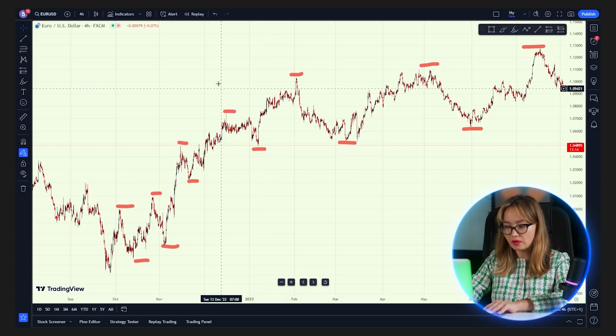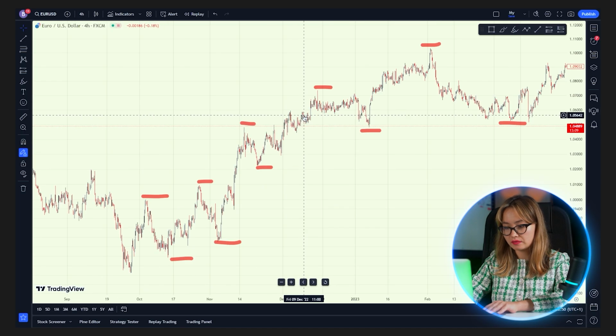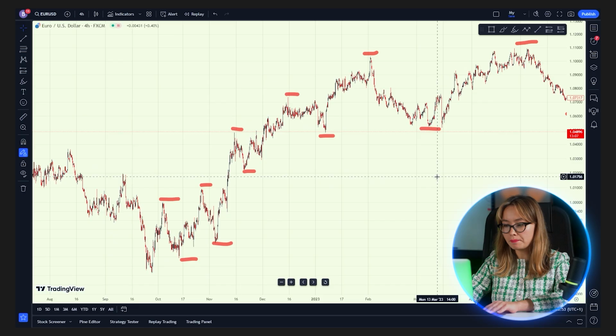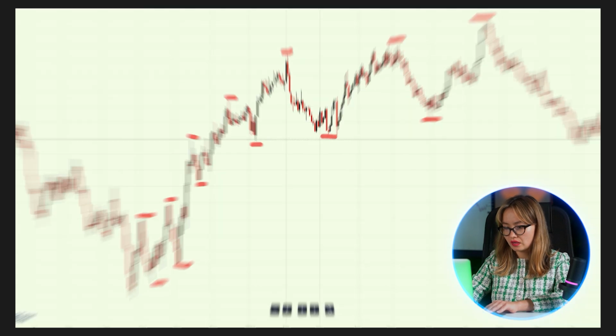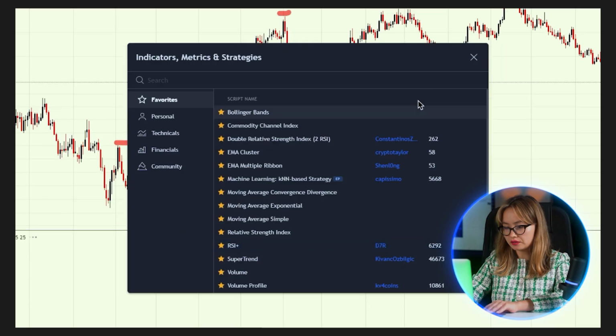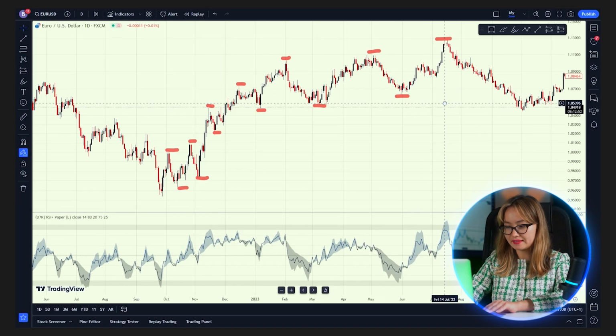In my last video I talked about patterns, but they aren't always present. Here we can vaguely make out a head and shoulders pattern. Let's open an indicator called RSI. It's the simplest indicator and very easy to learn. What does RSI do?